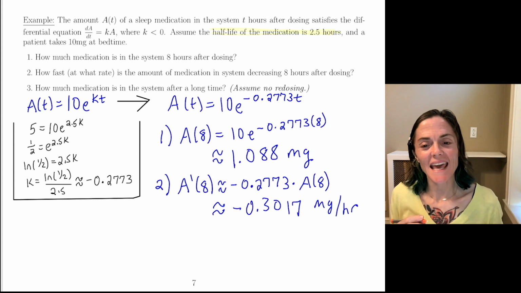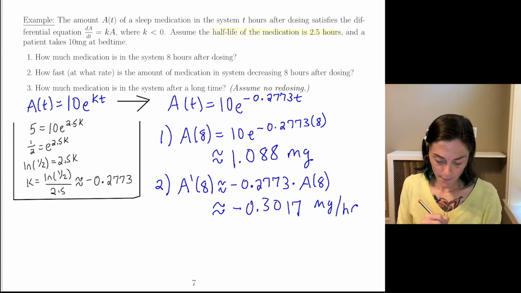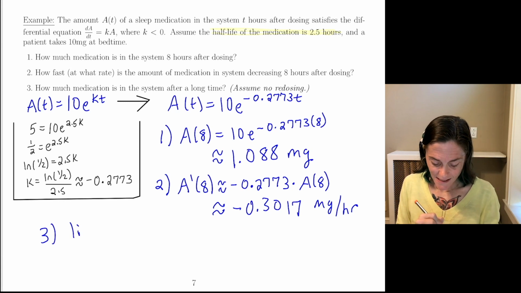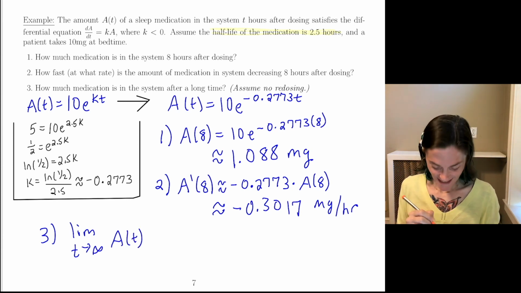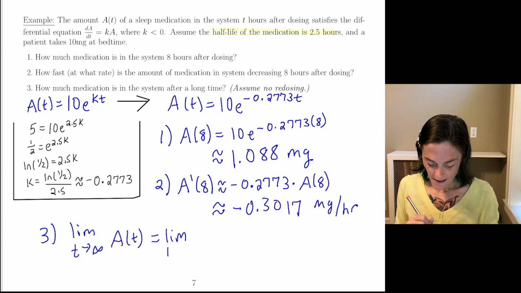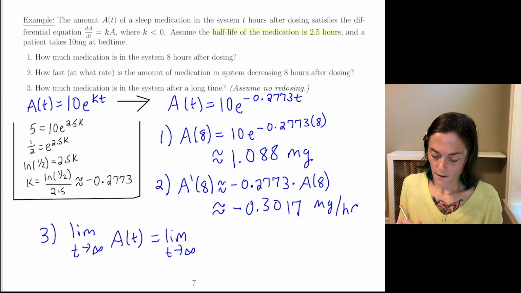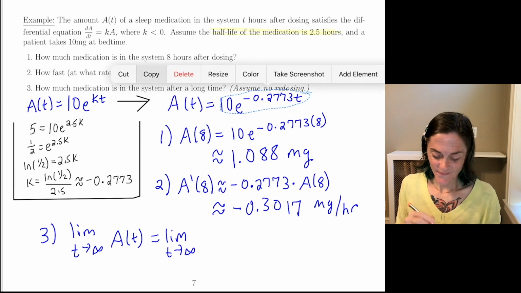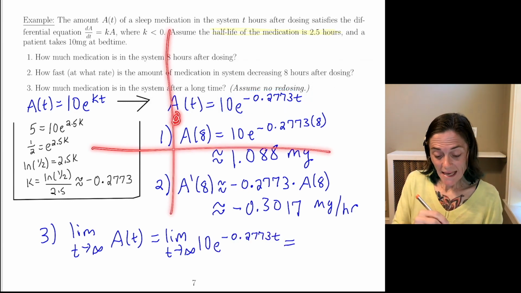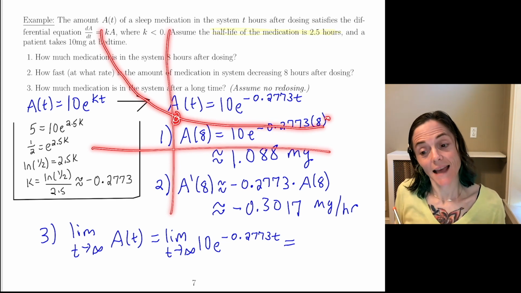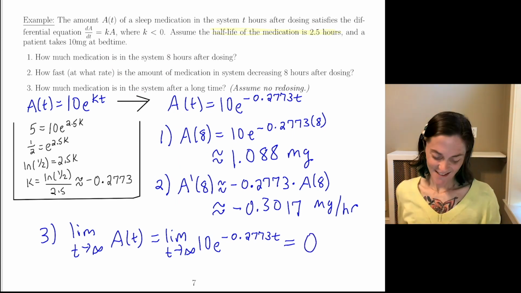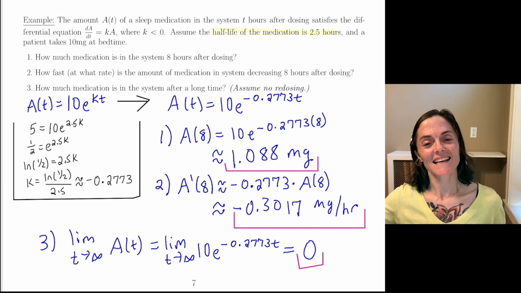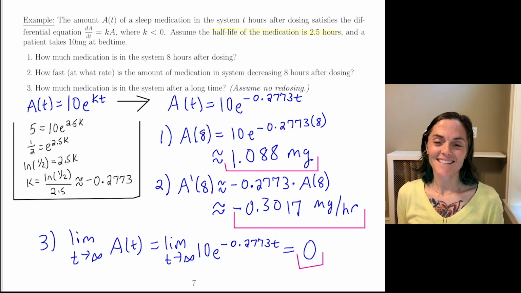Last one, how much medication is in the system after a long time? Assume no redosing. This is a limit as t goes to infinity of A of t. This is what is asked here. Well, this would be a limit as t goes to infinity of this. E to the minus x looks more or less like this. So we have this negative exponent. This limit is 0. Fantastic. This was exponential decay.